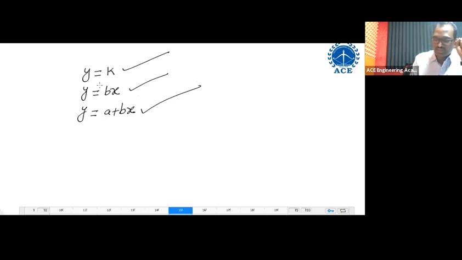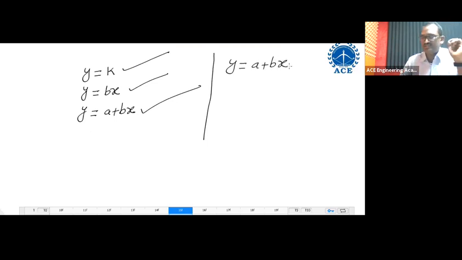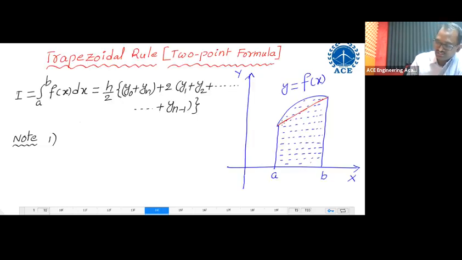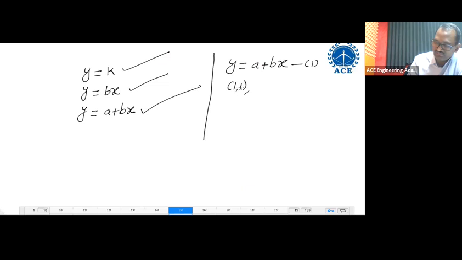But among all these straight lines, which is the most complicated form of the straight line? Among all these, the most complicated form of the straight line is y is equal to a plus bx. I want the a and b values. To get the values of a and b, I will assume this straight line is passing through the point 1, 1, for example. So y coordinate 1, x coordinate 1.